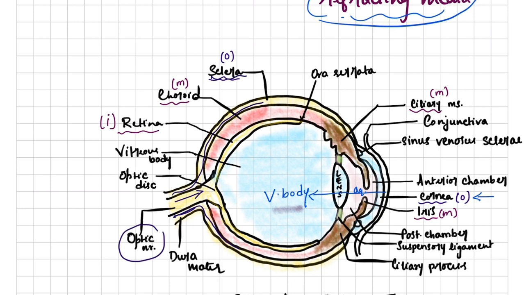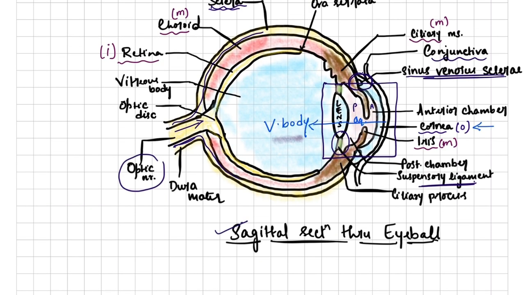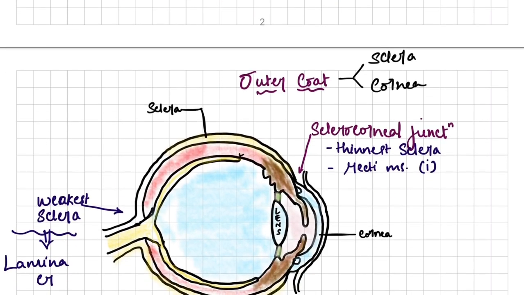The dura mater which is labeled continues ahead to form the sclera. There is a suspensory ligament holding the lens. In the anterior portion you can see the aqueous humor divided into anterior and posterior chamber. There is the sinus venosus sclerae. You can see the sclera, and the conjunctiva is present. Sagittal section means cutting the eye in two halves and viewing it from one side.